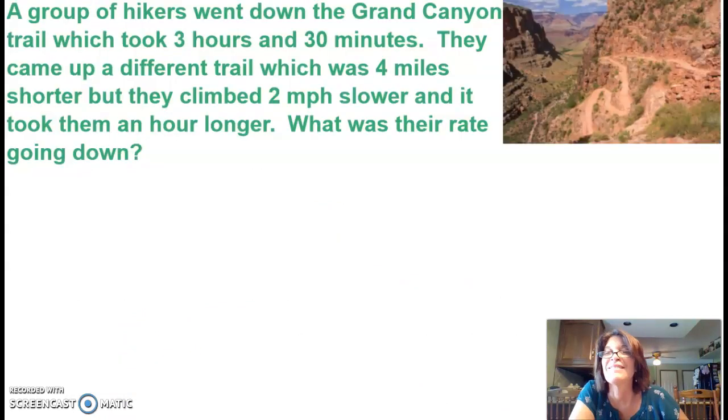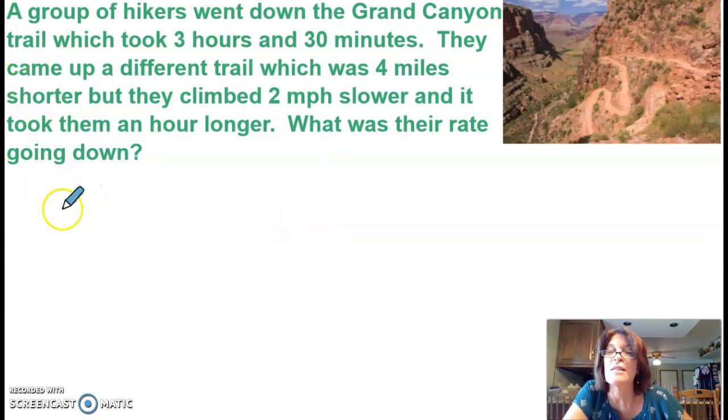Okay, for example, a group of hikers went down the Grand Canyon. It took them 3 hours and 30 minutes. They came up a different trail, which ended up being 4 miles shorter, which was nice, but they actually climbed 2 miles per hour slower because you're going up. You can't go as fast when you're going up. And it ended up taking them an hour longer. What was their rate going down?